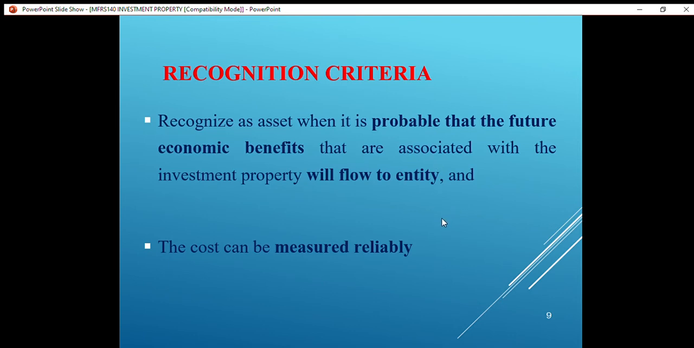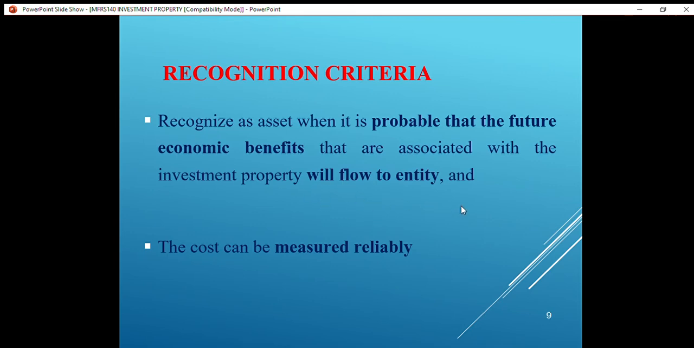Of investment property. An investment property should be recognized as an asset when it is probable that future economic benefits that are associated with the investment property will flow to the entity, and the cost of the property can be measured reliably. So if the investment property meets these two criteria, then it shall be recognized as an asset in the statement of financial position.